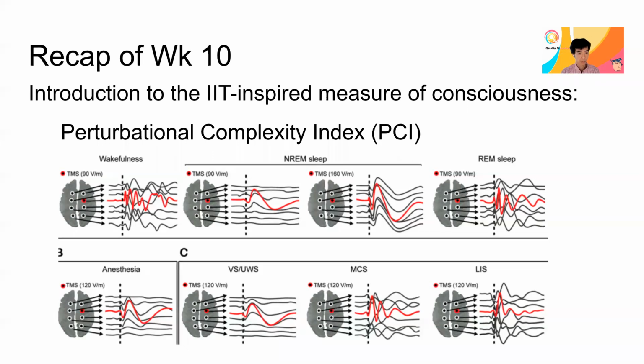And what I said was that when consciousness is expected, such as wakefulness, REM sleep, locked-in syndrome, or minimally conscious states, then the evoked response when you stimulate one particular electrode propagates not only around the neighborhood, but also goes to other areas of the brain, in the opposite area or back and front and so on, to generate a complex evoked response, and that results in a high PCI index.